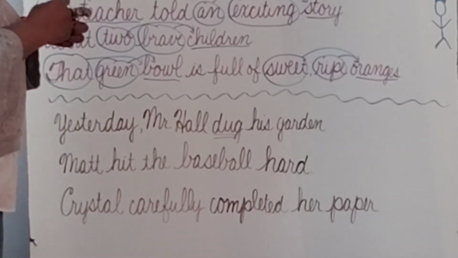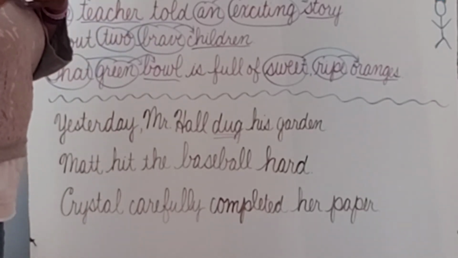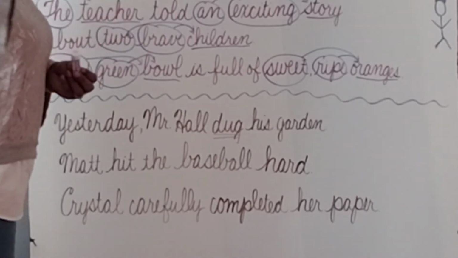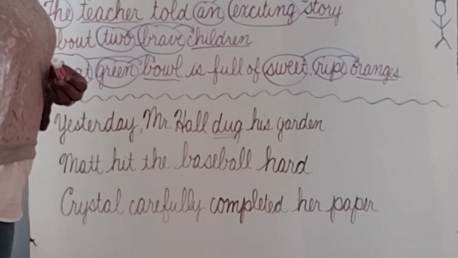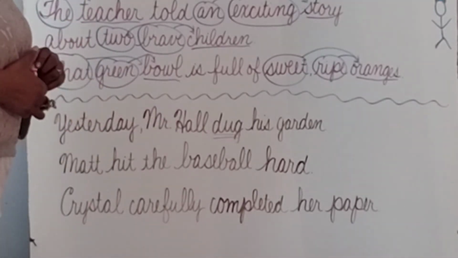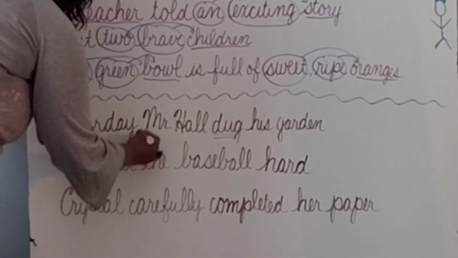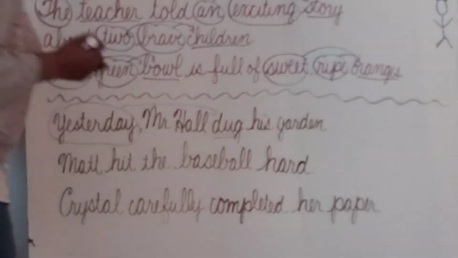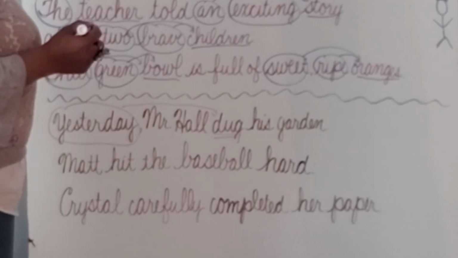Now we need to ask how, when, or how often. Okay, remember? So don't get it confused with adjectives, which one, what kind, how many, or whose. This one is how, when, or how often. Okay, so when did he dig his garden? Yesterday. Yes, very good. Don't forget, yesterday is describing when he dug. He dug yesterday.